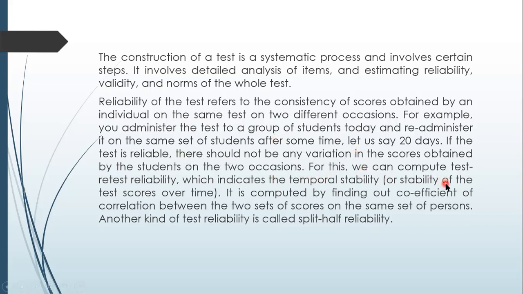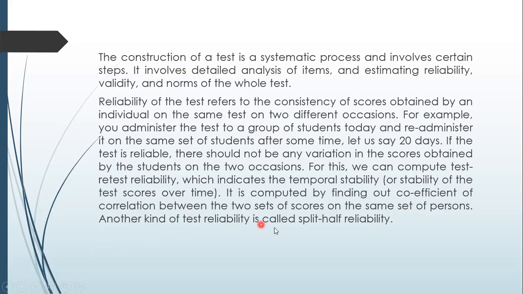And for this we can compute test-retest reliability. The first administration, 17th August, is called the test, and September 15th is called the retest, which indicates the temporal stability of the test scores over time. Over 20 days, the scores on both occasions are the same. It is computed by finding the coefficient of correlation between the performance of students on the two dates. This correlation should be significant. Then it is called reliability.